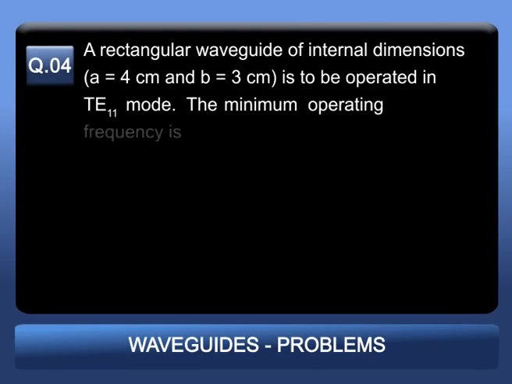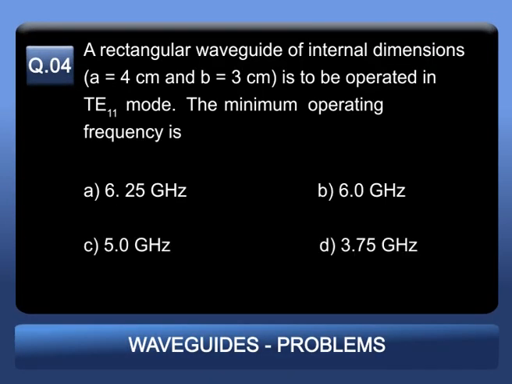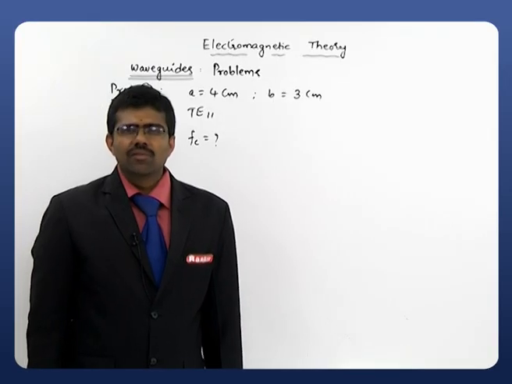Problem 4. A rectangular waveguide of internal dimensions A equals 4 centimeter and B equals 3 centimeter is to be operated in TE11 mode. The minimum operating frequency is option A 6.25 GHz, option B 6 GHz, option C 5 GHz, and option D 3.75 GHz. Observe the data given to us.